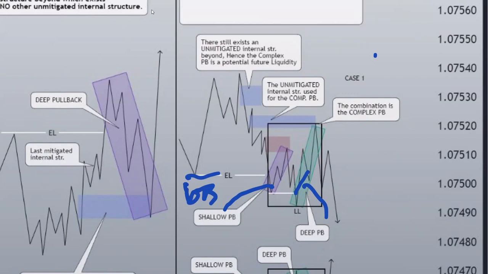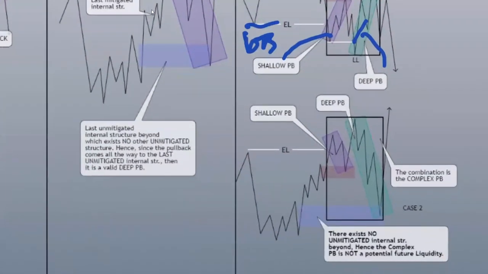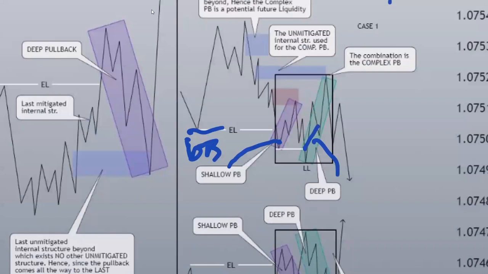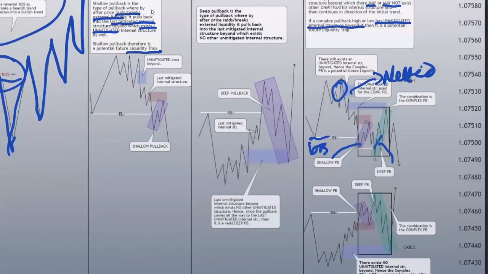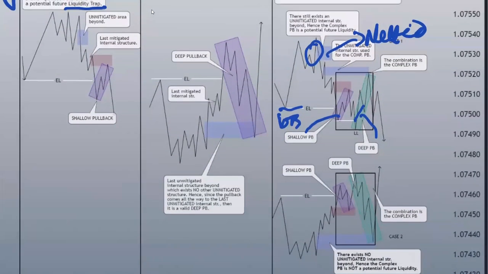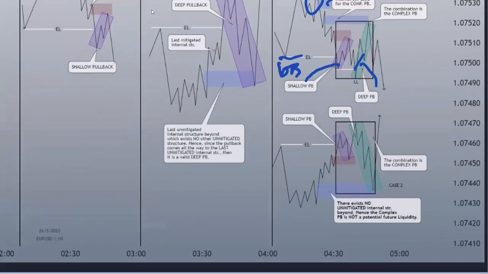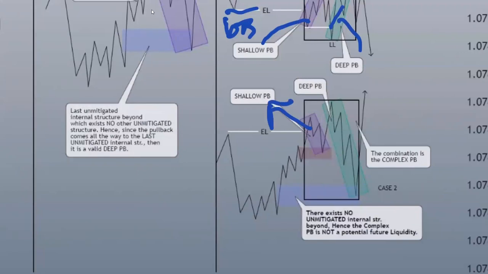Okay, so the combination is the complex pullback. Now, I will show you a scenario whereby we have a complex pullback, but in the real sense, there seems to be imbalance beyond it, but that imbalance is netted. So you might have been expecting price to rake it, and you will see that price didn't, and I will show you that it is netted. I will show that example before we close, but that won't be part of this project. That is probably after I stop recording, because I don't want to mix things up with structure and the future thing. All right, so here we have case two. In case two, we have our shallow pullback first, our deep pullback next.